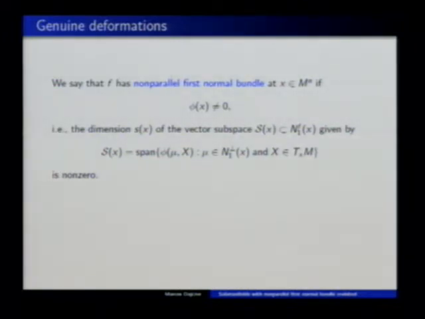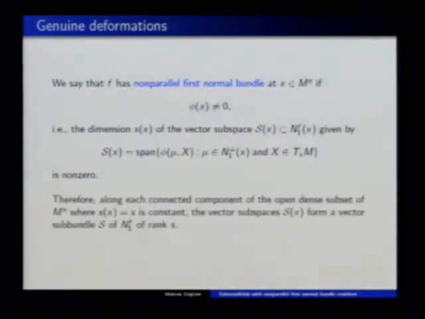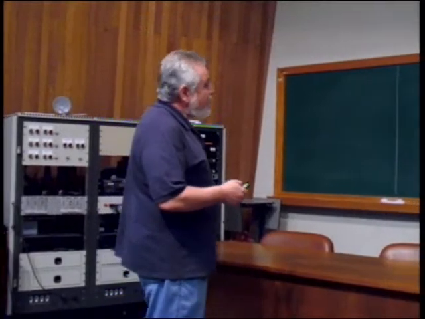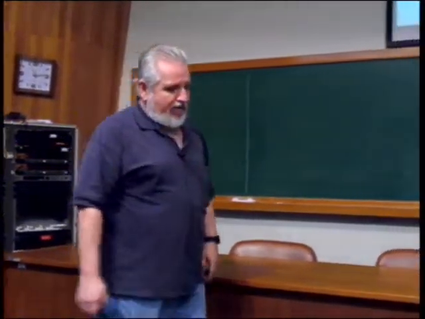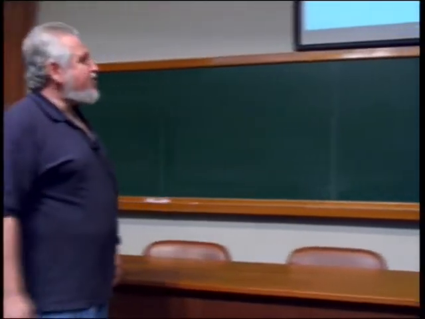Now I'm assuming, of course, that it's not 0. So this small s is always different from 0, and of course I will work on each connected component of some open dense subset where this function is constant. So this bunch of subspaces on each of those components is just a nice, smooth vector subbundle of the first normal bundle.